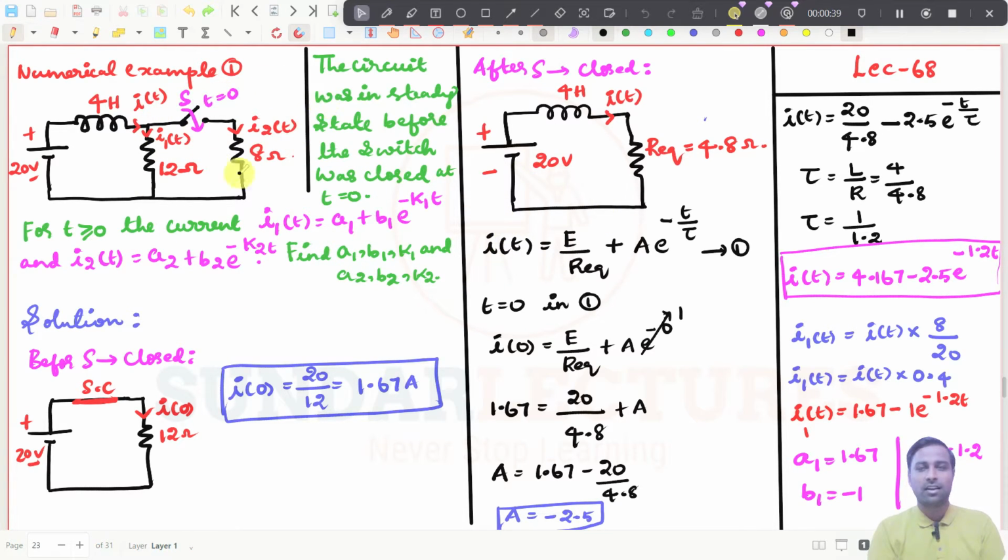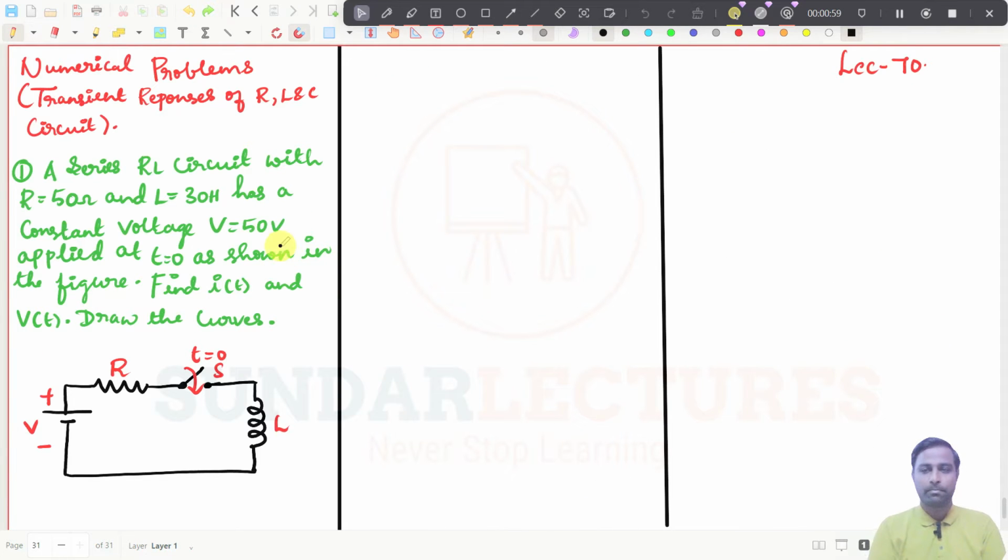In this lecture, we have taken some complicated problems. But now, because students request me to solve some simple problems so that they will get an idea about RLC network, that means in transients, I have taken this lecture with the simple problems, right?